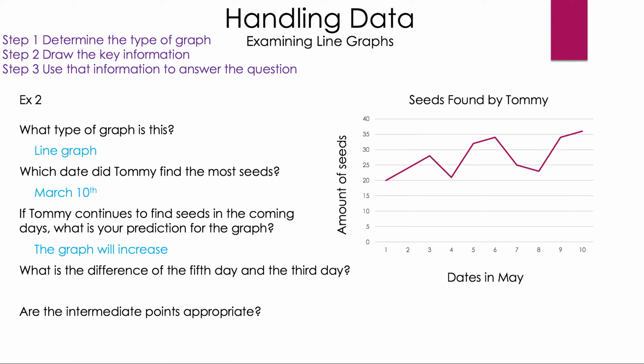What is the difference between the 5th day and the 3rd day? This is where we have to draw the key information. The 5th day has about 32 as the amount of seeds. The 3rd day has about 28 seeds. Now we have to find the difference, which is subtraction. 32 minus 28 gives me 4. And there's your answer. Don't forget your units, which is seeds.